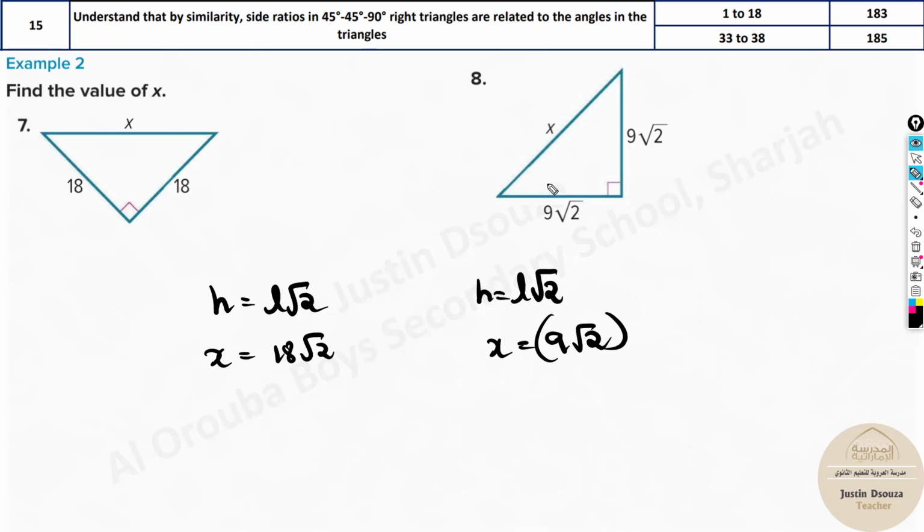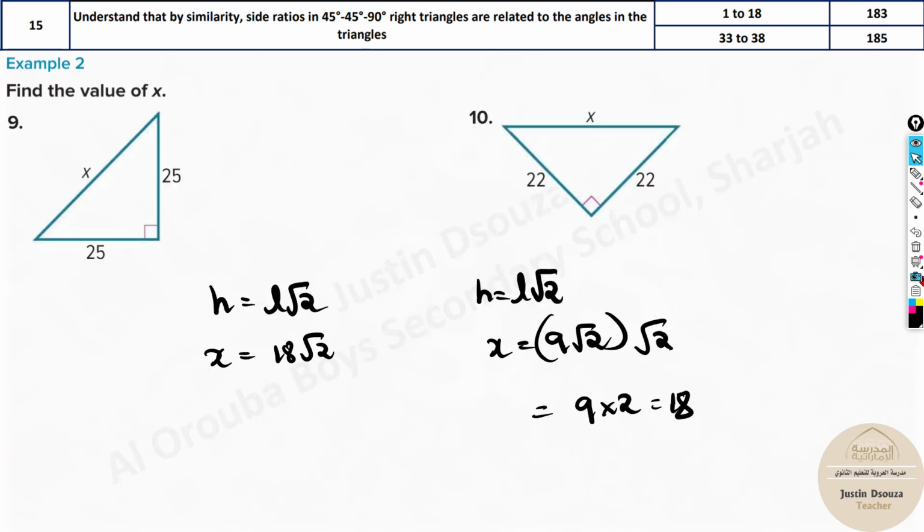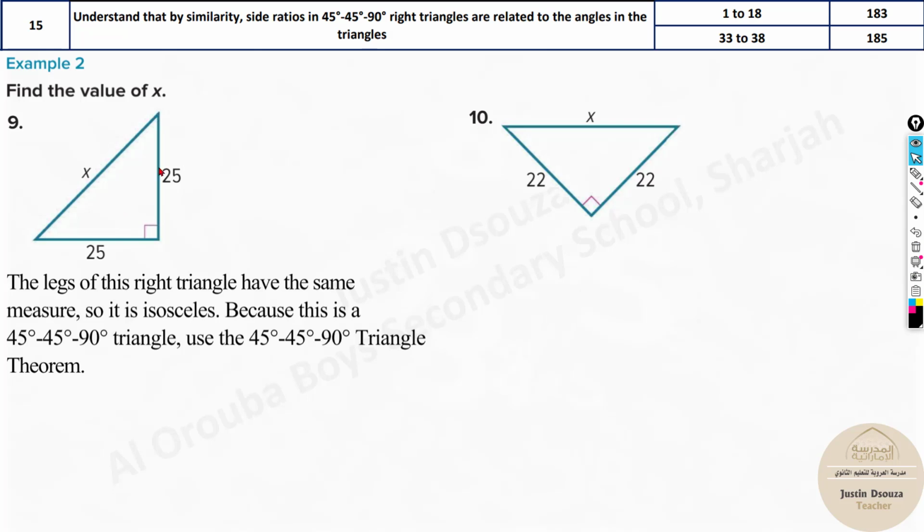That is the L value times root 2. So it will be 9 into 2, that is 18. Those are the answers: 18 root 2 and 18 here. Please do these problems by yourselves because it's the same thing. We have just done it a while ago.